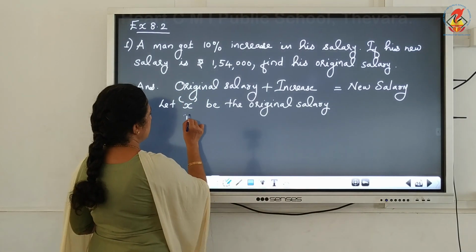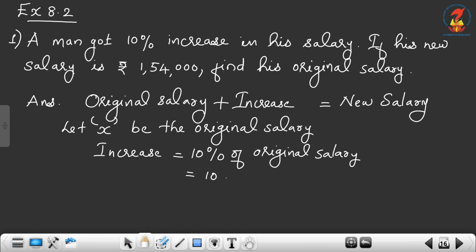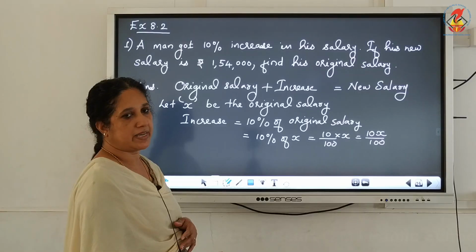So the increase will be 10% of the original salary. The original salary is x, therefore we can write 10% of x. So 10% of x means 10 by 100 into x, which is equal to 10x by 100. So the increase is 10x by 100.